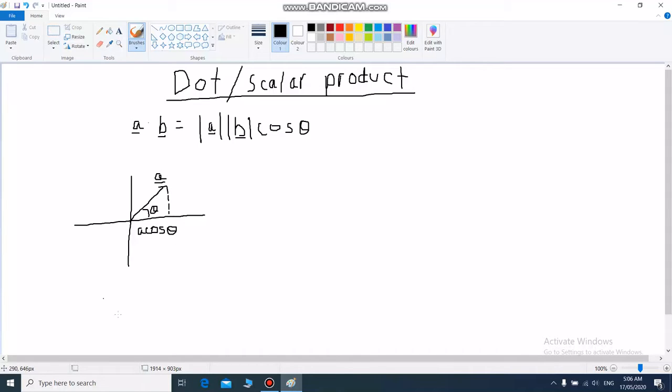Now if we know that this is A cos theta, well, that is already looking a bit similar to what we have in the formula, isn't it? Now what does that B mean then? Well, actually before that, why is it modulus?